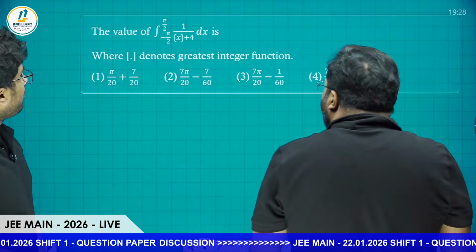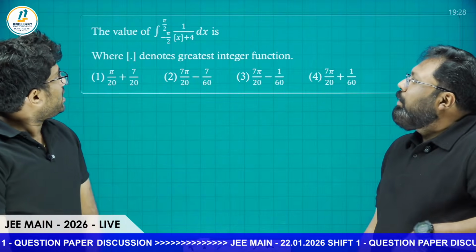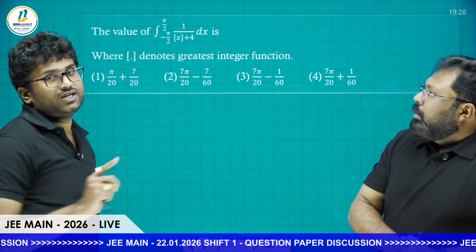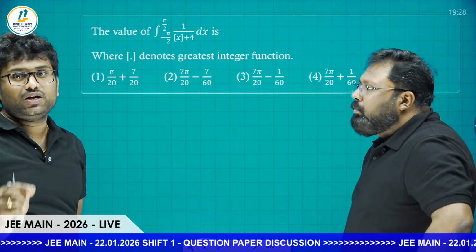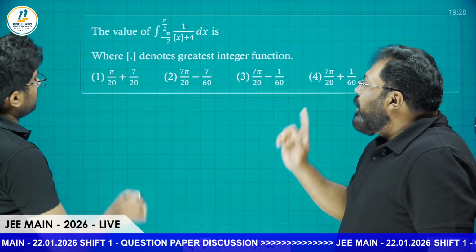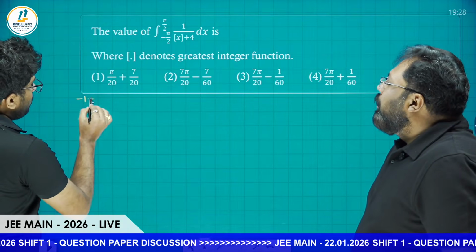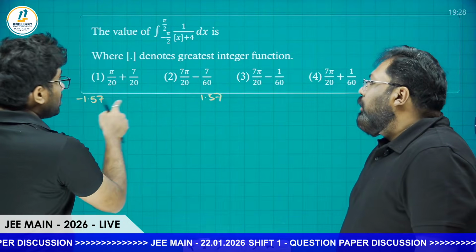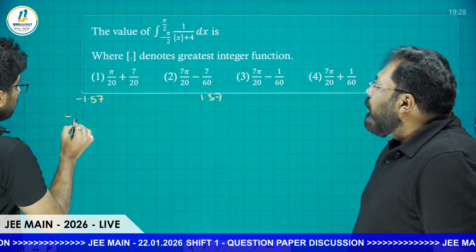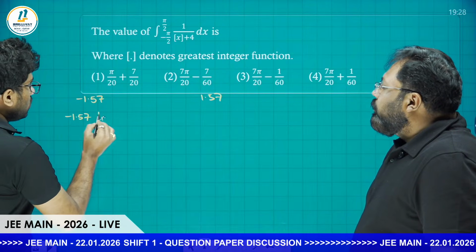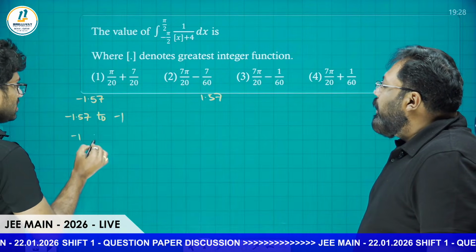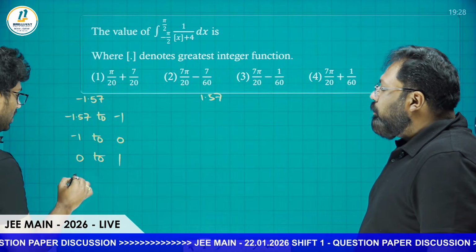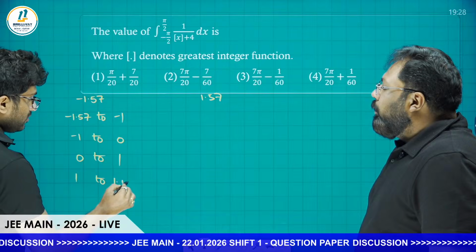So this is great. The value of the integral from minus pi by 2 to pi by 2 of 1 by ([x] + 4). Whenever we have the greatest integer function, we have to split it at every integer. Minus pi by 2 is about minus 1.57 and plus pi by 2 is 1.57. What are all the integers in between? Minus 1.57 to minus 1, minus 1 to 0, 0 to plus 1, and 1 to 1.57.